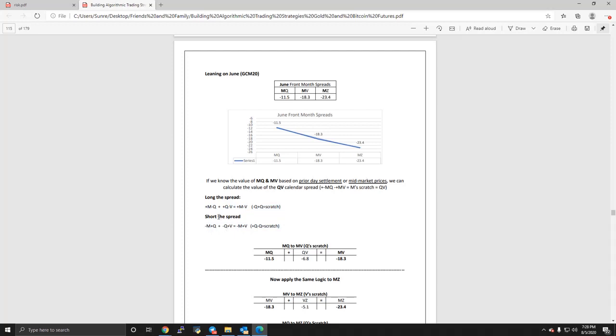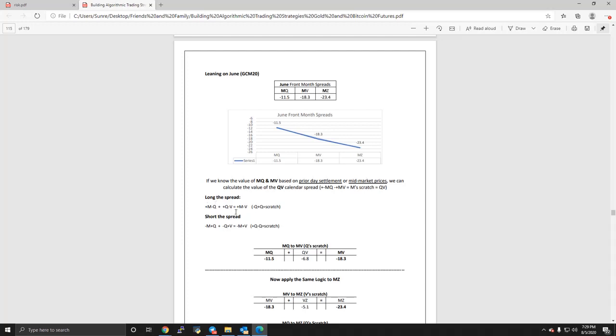But you can see here, if we're looking to make markets from the bid, if we buy the MQ spread, which means we're plus M minus Q, we're long June, short August, and then we also buy the QV spread, which means we're long August, long Q, and short October.